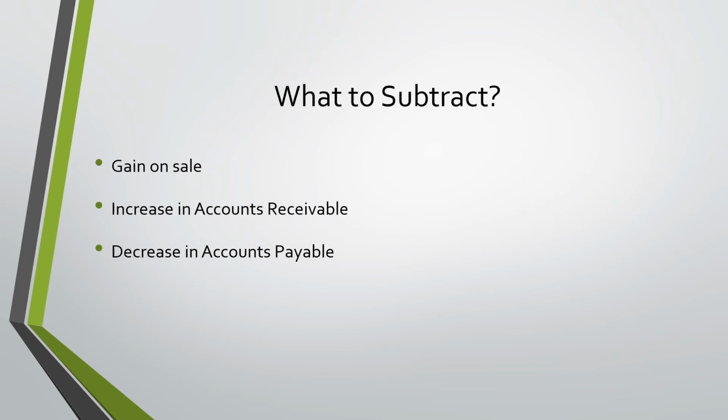We would subtract a decrease in accounts payable because that is cash we have paid out to another company. And we would subtract an increase in inventory.